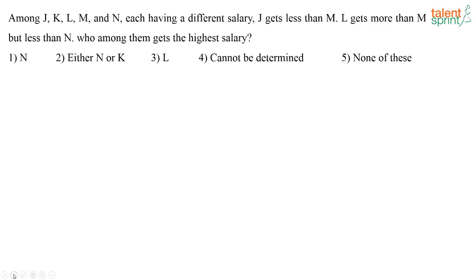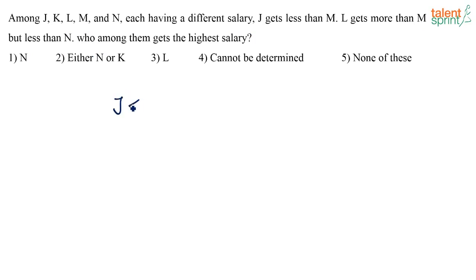Among J, K, L, M and N each having a different salary, J gets less than M. L gets more than M but less than N. Who among them gets the highest salary? Again a very easy question. Among J, K, L, M and N each having different salary, J gets less than M. L gets more than M but less than N. Who among them gets the highest salary? So what is given here?